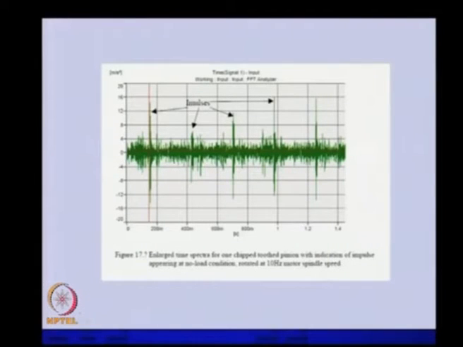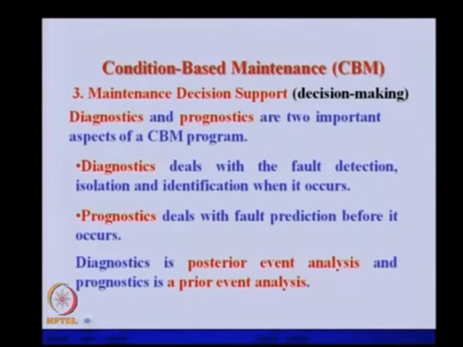Or, as we have seen in the previous lecture for gear, if we have a chipped tooth of a gear, then we can have this kind of impulses. So, that information can be collected. These are some of the data types, but we can have more of such types.